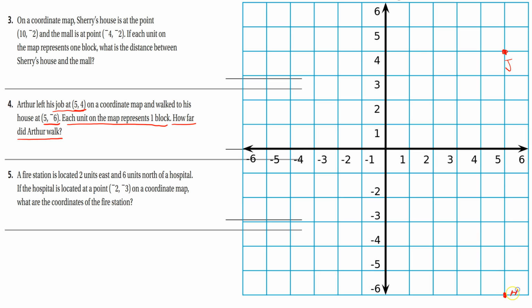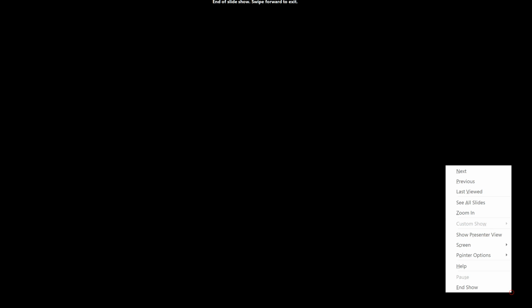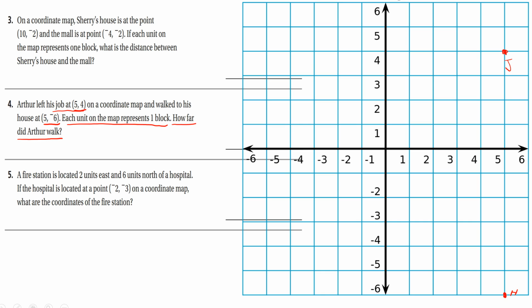That's his house. So notice though, on this particular problem, I didn't change the numbers. So these each represent 1. So that's 1, 2, 3, and then you go all the way down to his house. See how many blocks apart they are.